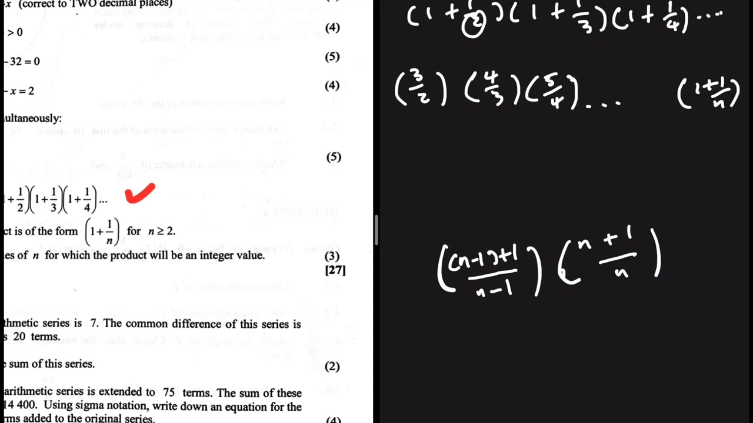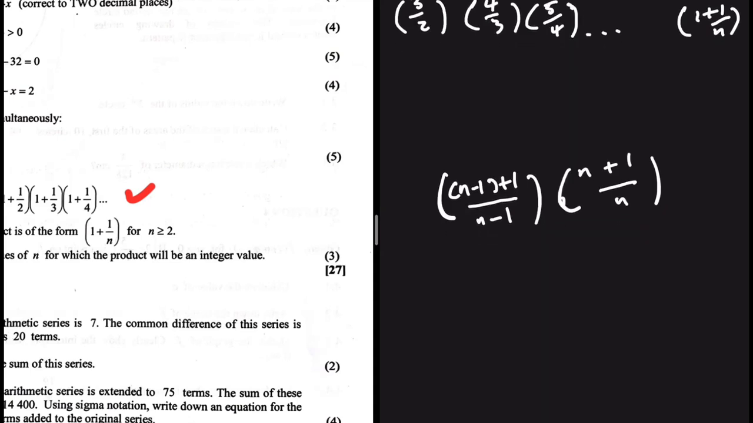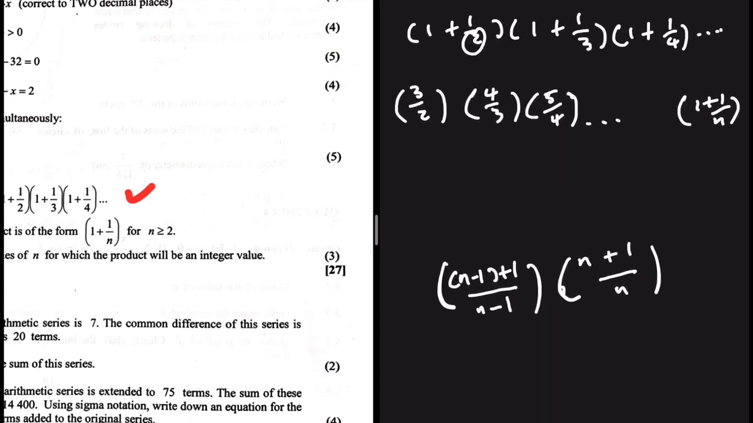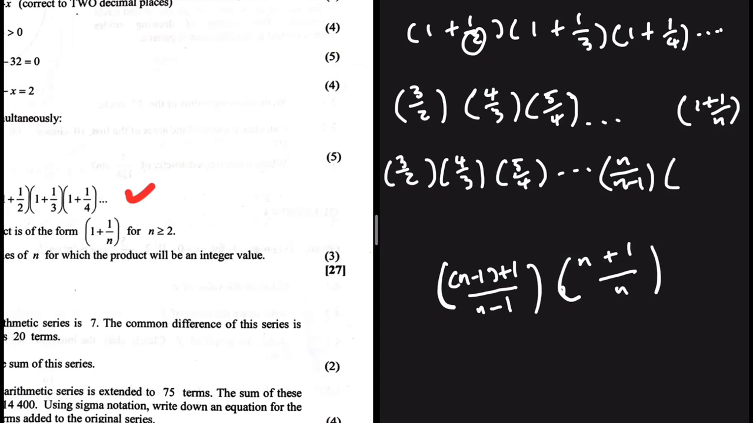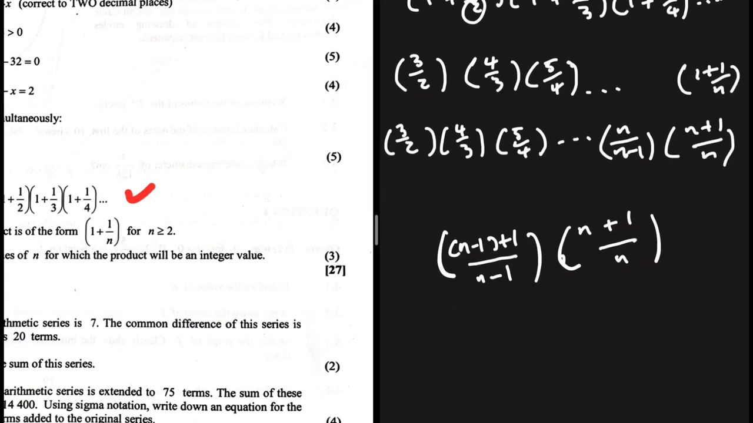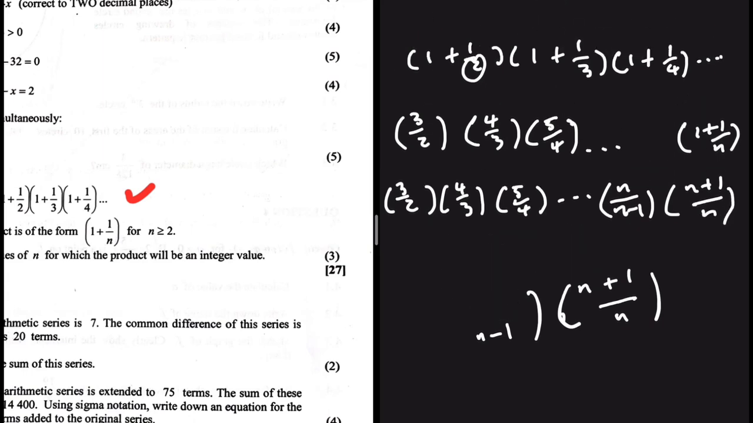So let's put that term together with the other terms. We are saying that the first term is 3 over 2. It is followed by 4 over 3. And then after that we have 5 over 4. And then we have some terms. Before the last term, n minus 1 plus 1 is just n, right? So we have n divided by n minus 1. And then after that, we have n plus 1 divided by n. That's what we have. So let me erase this and show you what happens here.